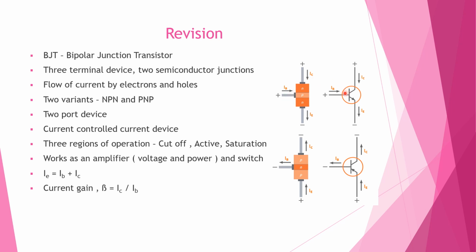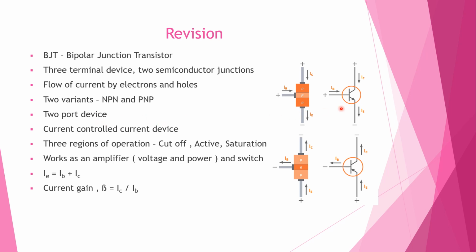These are shown here. This is the NPN, with two junctions: this is the base, this is the emitter, this is the collector. And for PNP, this is the collector, this is the emitter, this is the base, and the directions will be opposite, because here it is full of electrons and there it is full of holes. The direction of current is opposite to each other for these two variants.